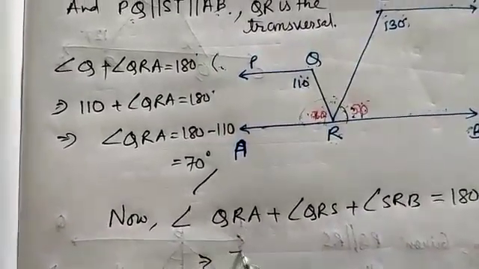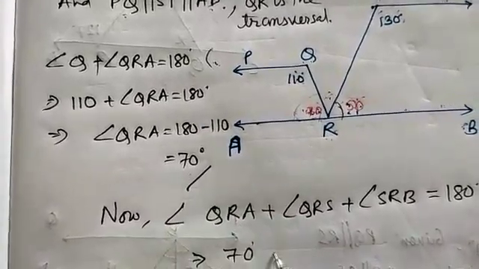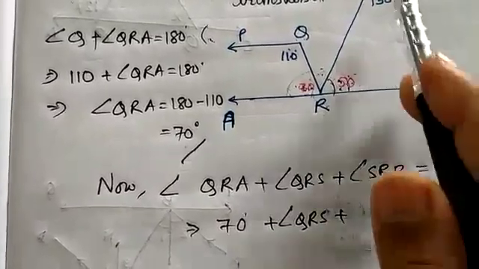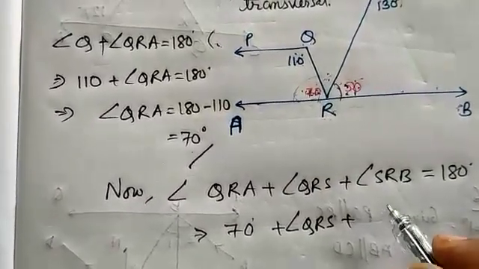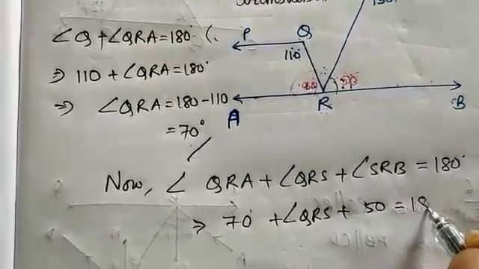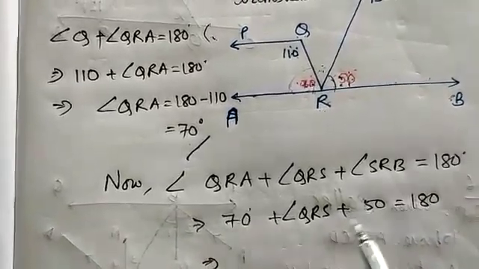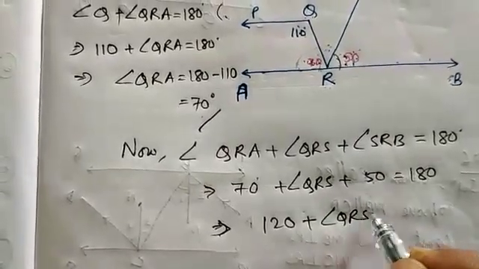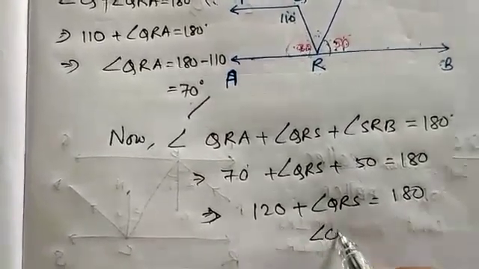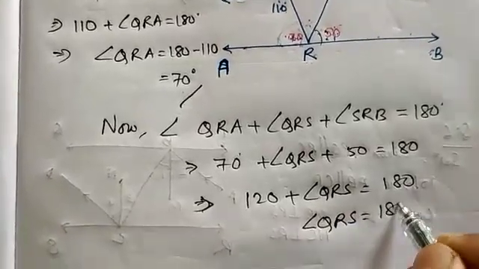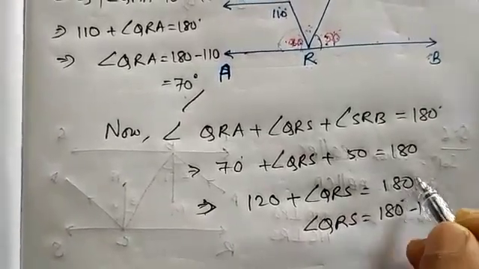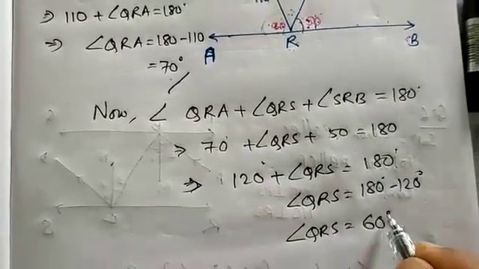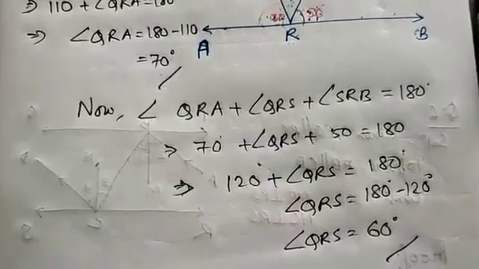The value of QRA is given as 70, QRS is required, and SRB we got as 50 degrees, and that equals 180 degrees. These two added, you will get 120 plus angle QRS equals 180 degrees. Therefore angle QRS equals 180 minus 120 degrees. So QRS equals 60 degrees. That is question number 4.